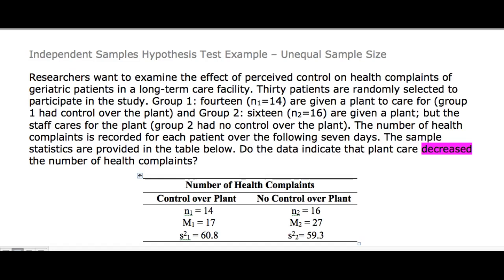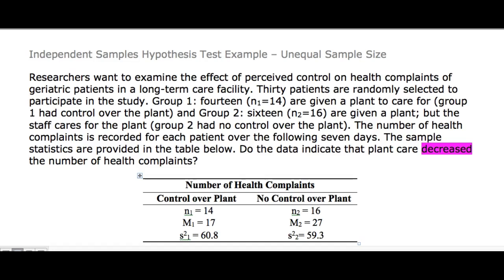Group 1, n equal to 14, are given a plant to care for. Group 1 had control over the plant. And Group 2, n equal to 16, are given a plant, but the staff cares for the plant. So Group 2 had no control over the plant. The number of health complaints is recorded for each patient over the following 7 days. The sample statistics are provided in the table below. Do the data indicate that plant care decreased the number of health complaints?